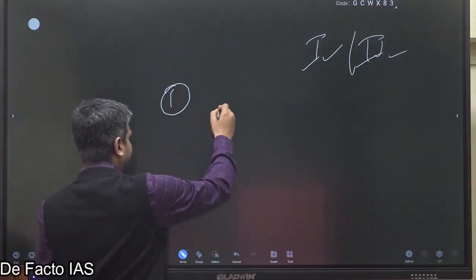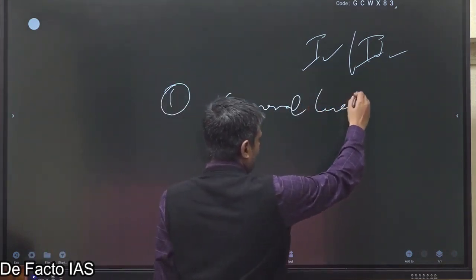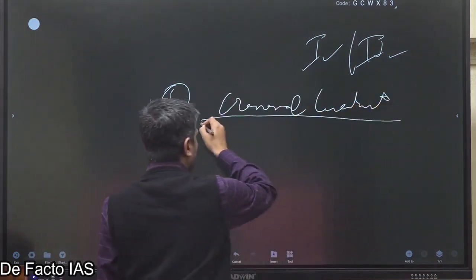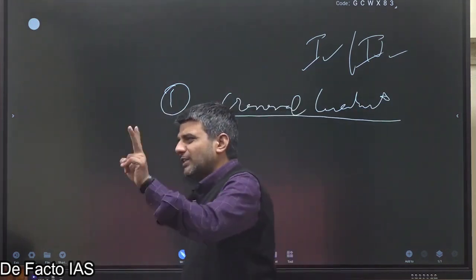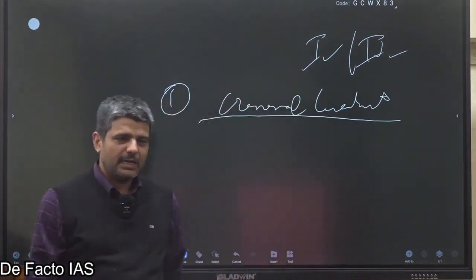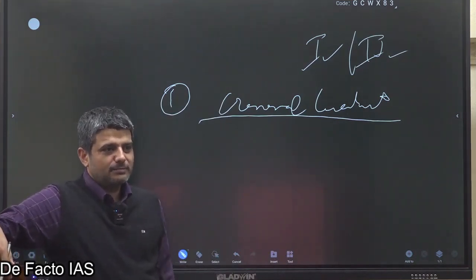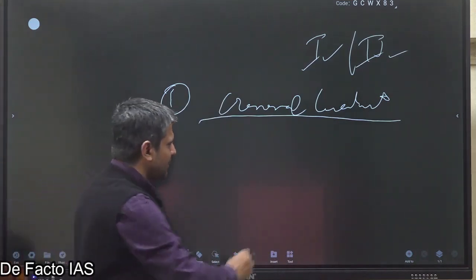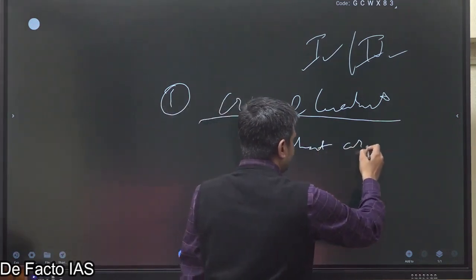Says your criminal liability. Now first let us try to understand what kind of question comes in criminal liability. There are only two questions that come in criminal liability. The answer to both questions is actually the same. The first question that comes in criminal liability: what are the principles of criminal liability?